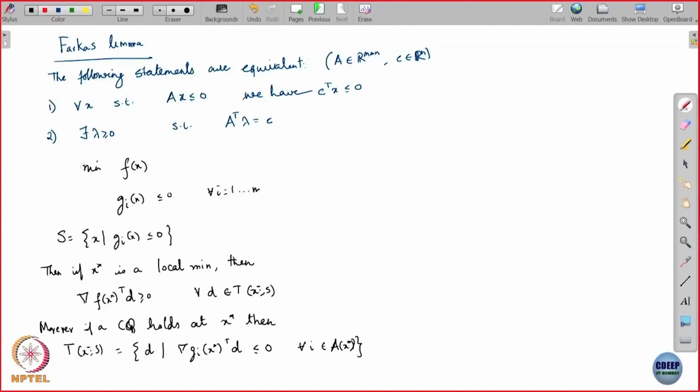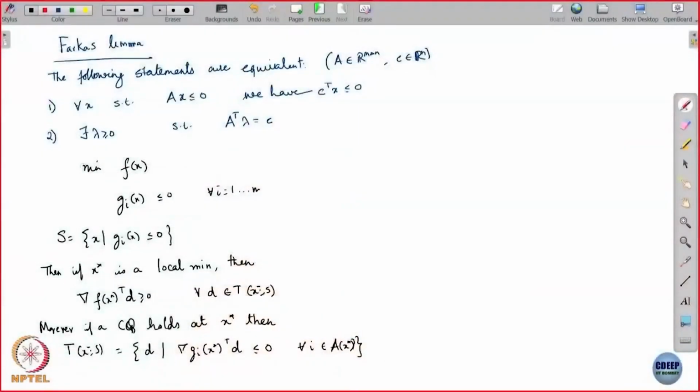I have just summarized what was there on the previous two slides. We have one condition which says that if you have a local minimum x star, then the gradient of the objective must make an acute angle with all directions in the tangent cone. The other condition gives a formula for the tangent cone. It says that the tangent cone is comprised of d such that the gradients of the constraints make obtuse angles with the directions in the tangent cone for all active constraints.